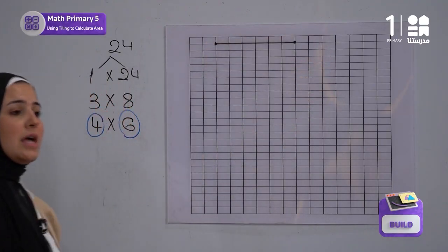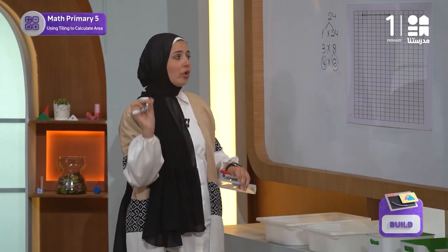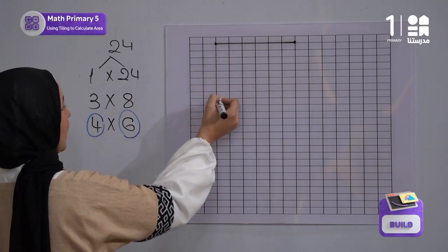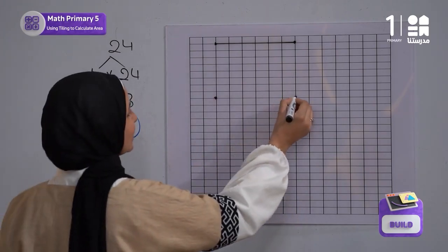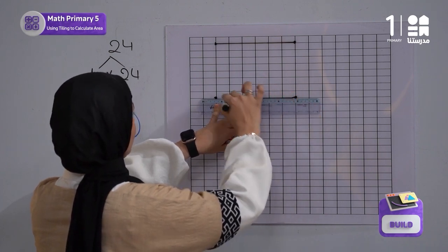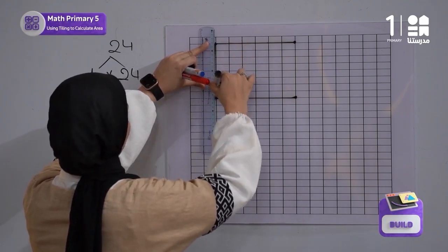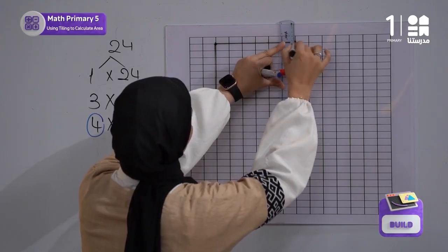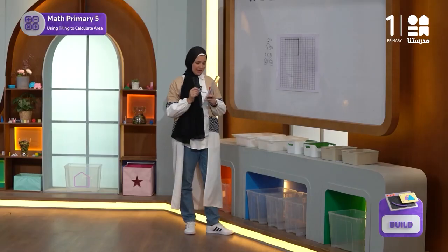Now, what about my width? The width is 4. So, I need to count 4 units. Let's count. 1, 2, 3, 4. So, these are the dimensions that I have. Let's connect our rectangle like that. So this is my rectangle.